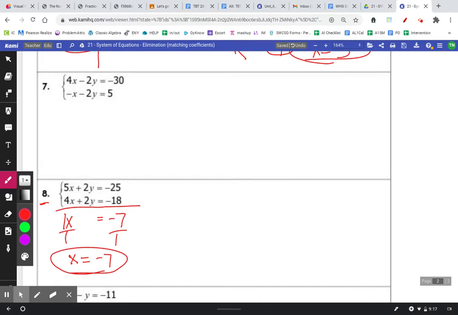So now I need to go back up, pick one of these equations that looks easier. I'm going to pick the bottom equation. I'm going to take this x out, and I'm going to put this negative 7 in that I just found out that's what x is. So now I have 4 parentheses negative 7 plus 2y equals negative 18. Rock and roll.